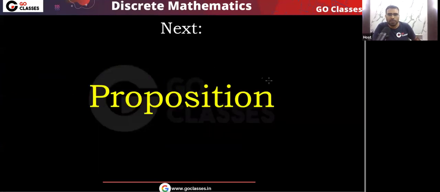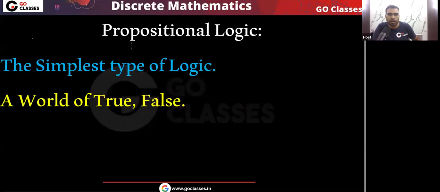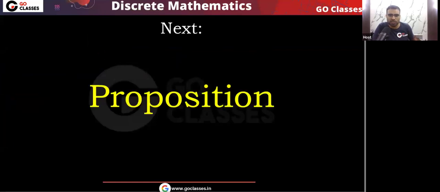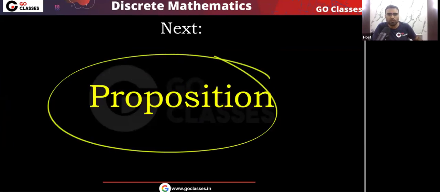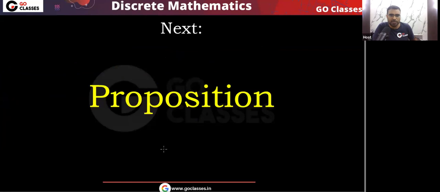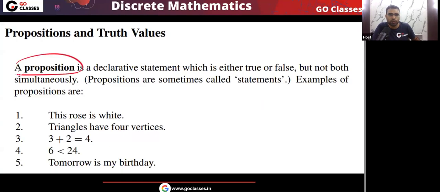Okay, now let's see the first concept. What is a proposition? In propositional logic, you might be thinking what this proposition means. What is the definition of proposition? Let me tell you, a proposition is just a statement which is true or false. I told you that propositional logic is a world of true, false. Every statement, every variable, everything is true or false. So the definition of proposition is a statement which is true or false. That's it.